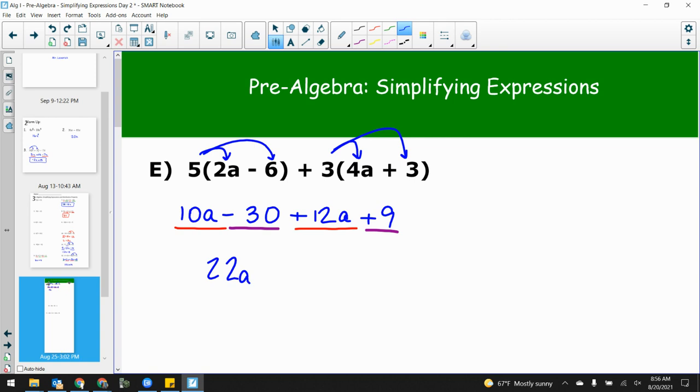22a. Now, what does my constant turn out to be? Negative 21. Good. Minus 21. Don't say minus 39. This is a negative 30, and again, you treat it like a negative. This is a negative 30 plus 9, which is a negative 21. So 22a minus 21. And that's my answer. Sound good?